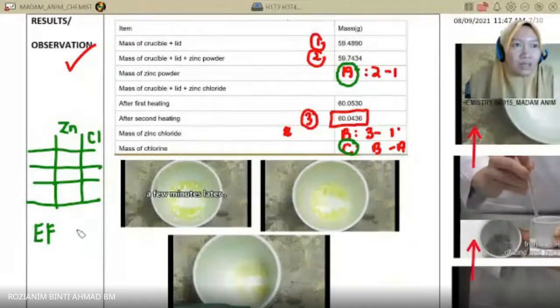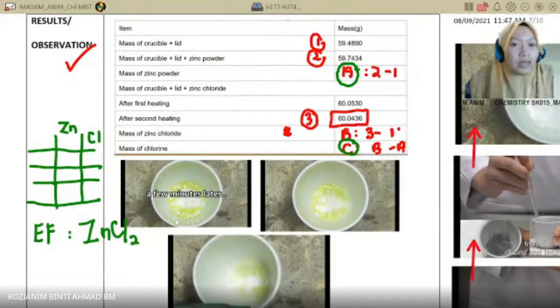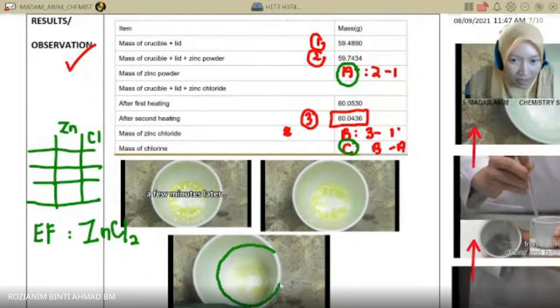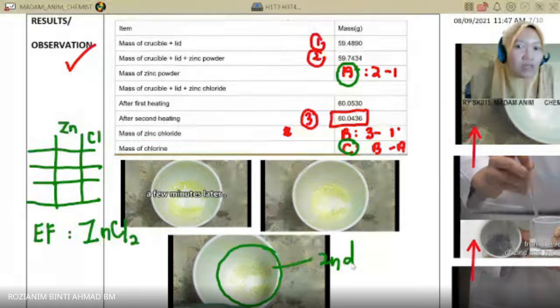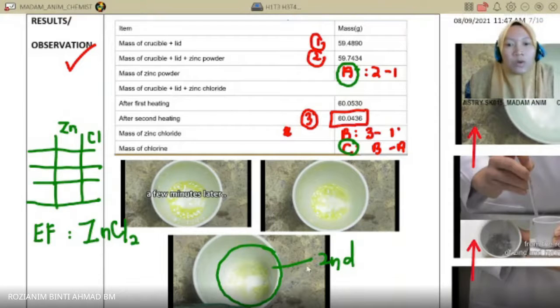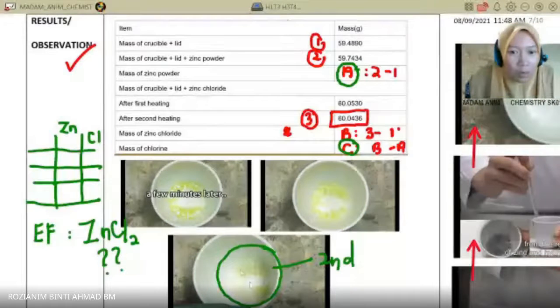Ronan? Siapa nak jawab tadi? Quratul Ain. ZnCl2. Yes, ini teori. ZnCl2. So, daripada eksperimen, mana totally dry? Yang ini. Ini target final kita. So, maksudnya inilah second heating punya data tadi. Okay. So, kita nak tengok daripada data eksperimen, is it we can get totally ZnCl2. Okay, warna dia macam ni lah compound kita.